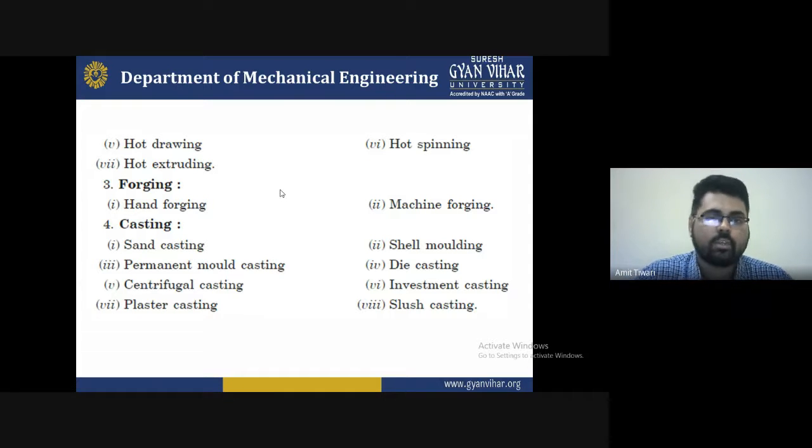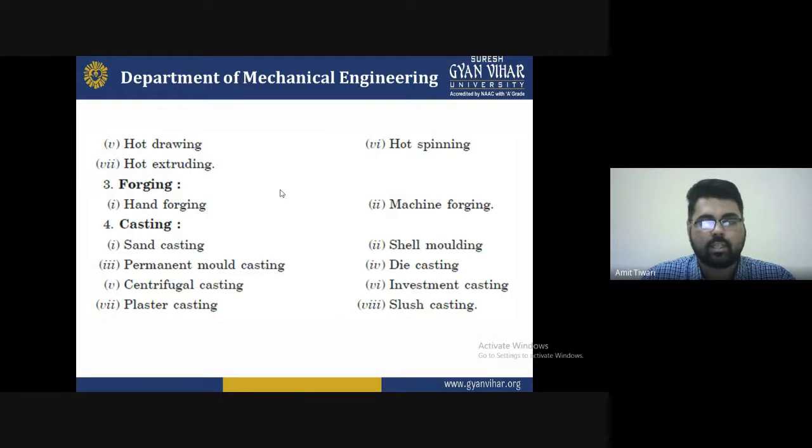Third one is forging, where there are two types of forging technique. The first is hand forging, and the other is machine forging. Basically, these two techniques are used. One is hand forging, where we do the forging operation with our hands, and with the advanced machine we put the material into the machine and the forging operation is performed as per our command.